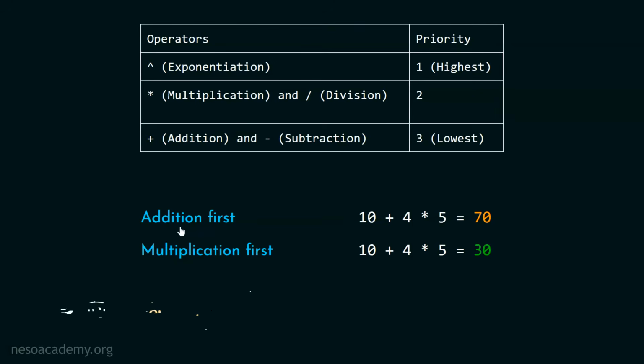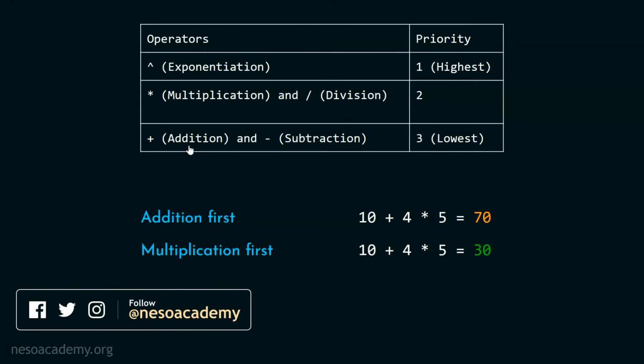We know that addition should not be performed first because addition has the least priority. It is important to perform multiplication first, then addition, because the priority is already set and we have to follow that. Okay? Here you can see that after performing addition first, we will get this result, and after performing multiplication first, we'll get this result.